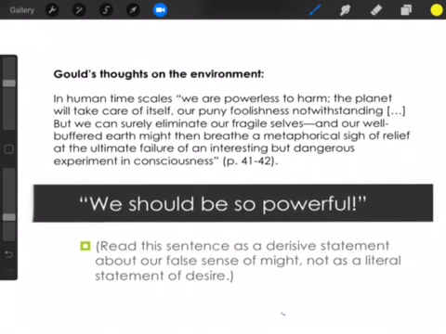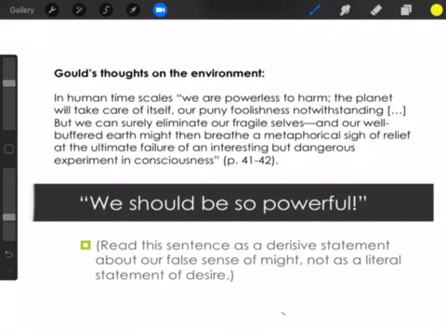So Gould also had some very interesting thoughts on the environment. And I say this because this is a really good topic that a lot of students write about, especially right now. And it's difficult because there are very different views and very strong opinions regarding the environment. And so I wanted to capture his explanation of it to show you a new way of entering into this conversation from his perspective. So he says, in human timescales, we are powerless to harm.